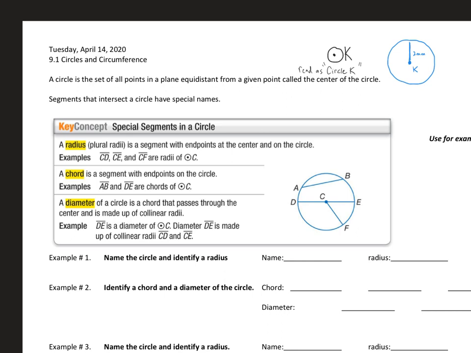So if you really want to know this, the longest chord is the diameter, and that is simply a chord that passes through the center, and it is made up of collinear radii. So as long as I have 2 endpoints on my circle and I go through the center, so right here, that is diameter. So let's get to our examples, shall we?